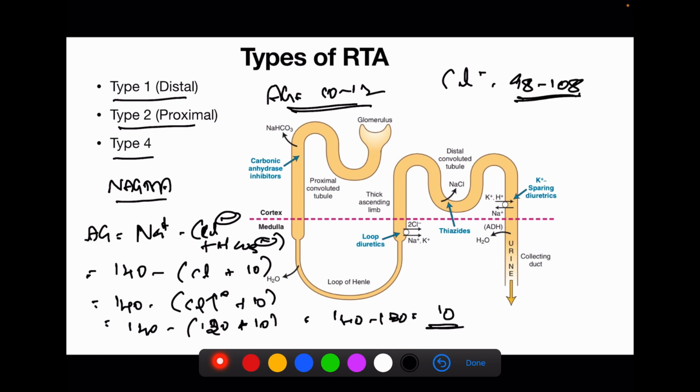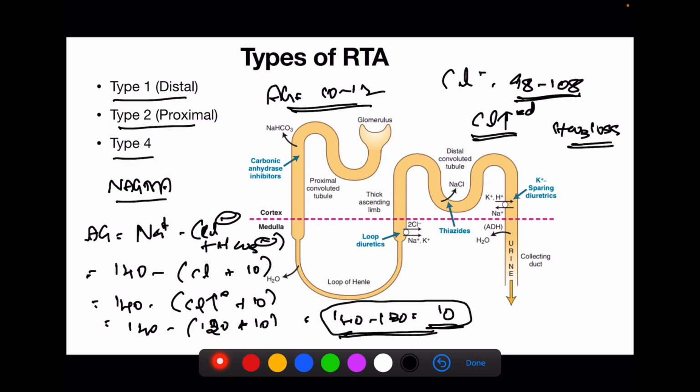Okay, so what has happened here is that chloride concentration has increased to compensate for the bicarbonate loss. As I told you before, whenever you think about RTA, renal tubular acidosis, you need to think about bicarbonate loss. So bicarbonate is being lost, so to compensate for that, chloride is increasing to maintain the anion gap, to keep the anion gap within normal limits. So that is what is basically happening.